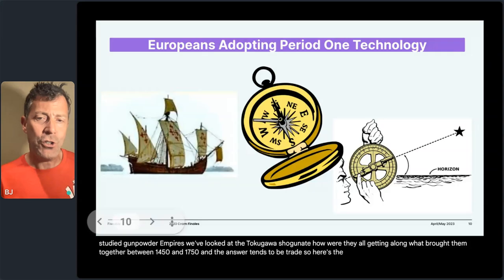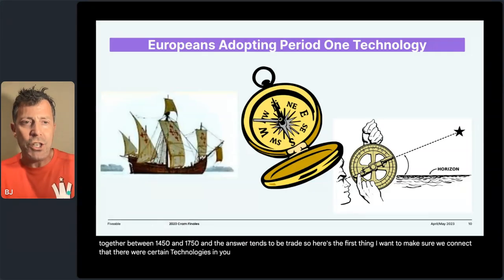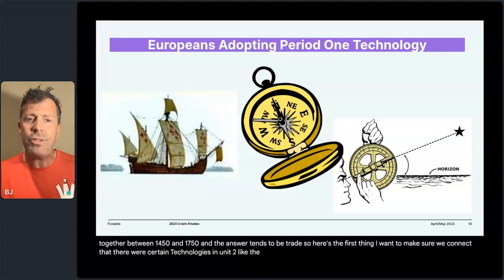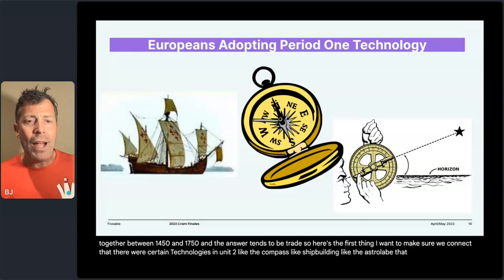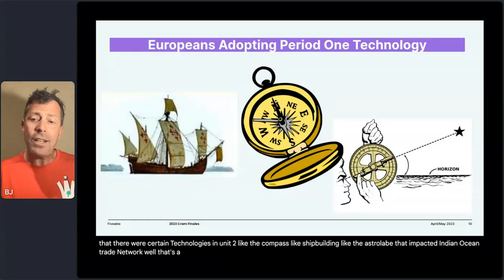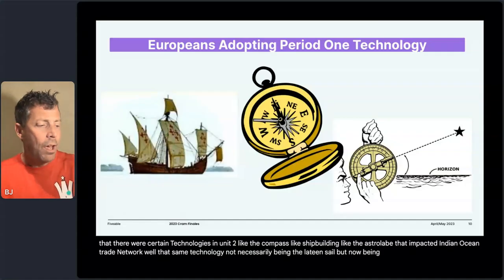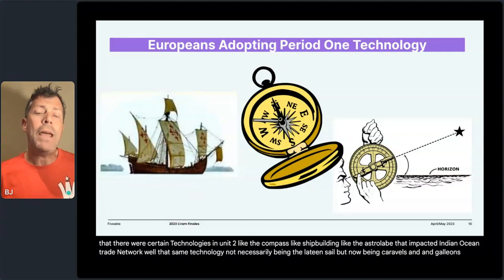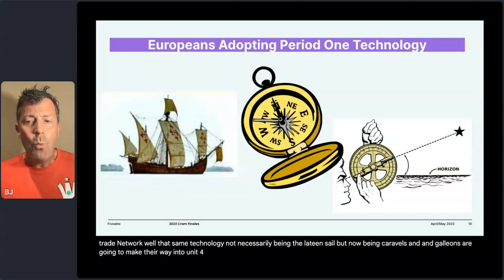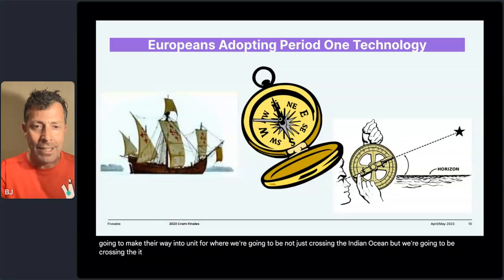And the answer tends to be trade. So here's the first thing I want to make sure we connect, that there were certain technologies in Unit 2, like the compass, like shipbuilding, like the astrolabe, that impacted Indian Ocean trade networks. Well, that same technology, not necessarily being the lateen sail, but now being caravels and galleons, are going to make their way into Unit 4, where we're going to be not just crossing the Indian Ocean, but crossing the Atlantic Ocean.